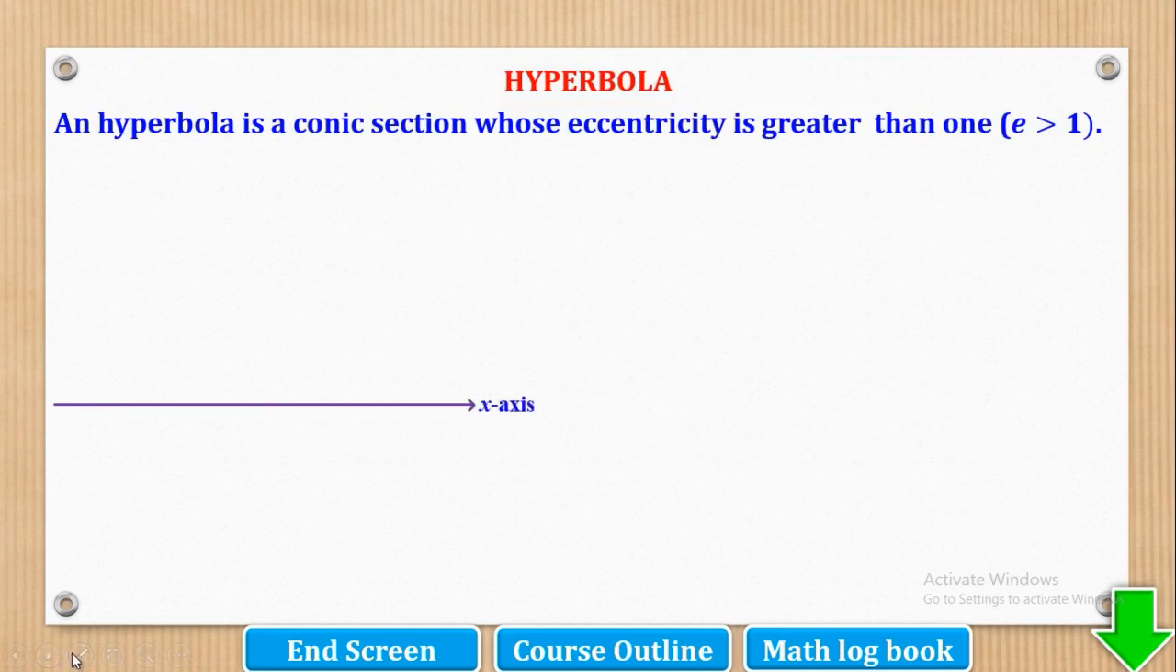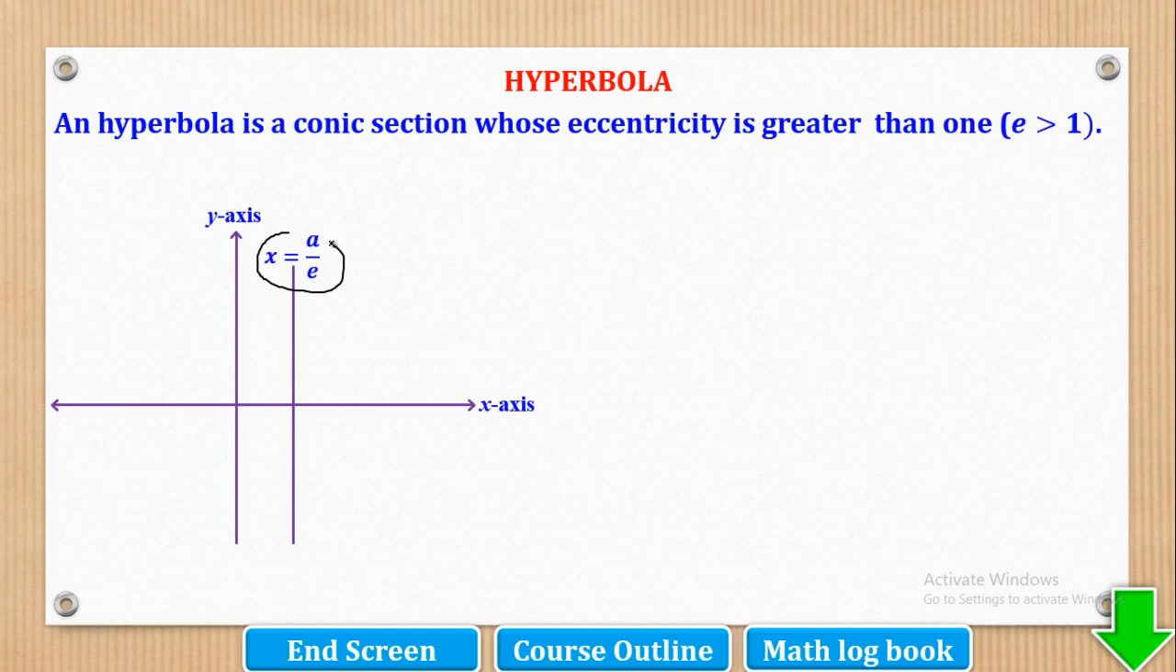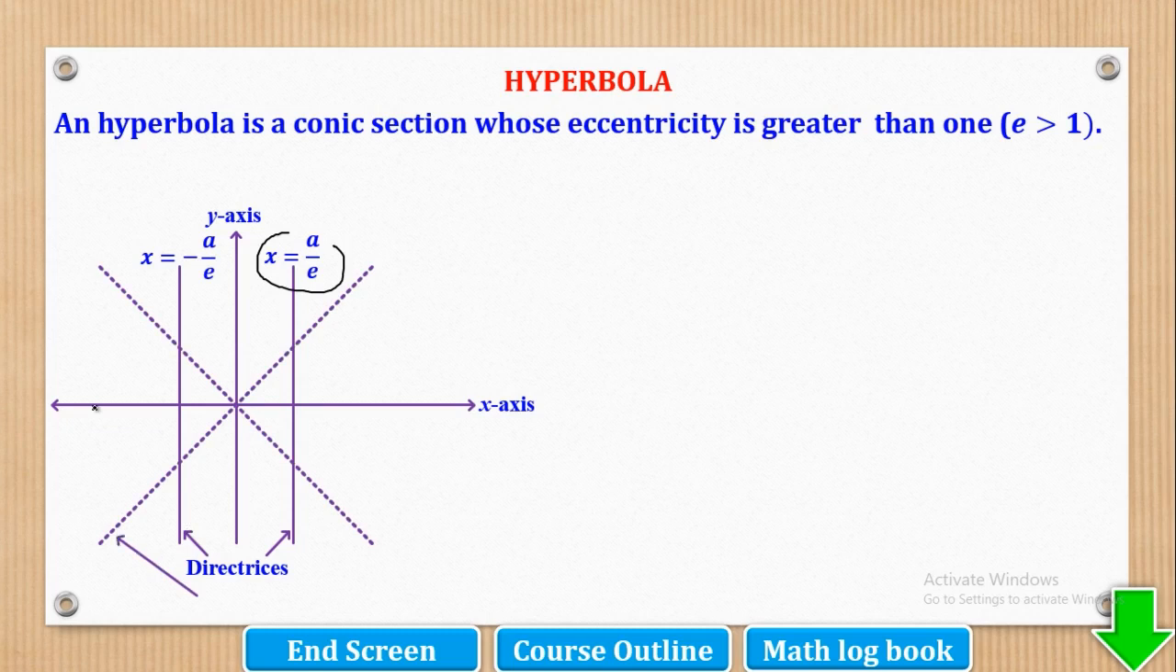First we need to know the shape of a hyperbola. So we shall draw the axes, label them, then we shall draw the directrices. This is x equal to a over e, and also x equal to negative a over e. Those will be the two directrices. Then we have what we call the asymptotes. I think you remember that under curve sketching for rational functions in calculus. Those will be the asymptotes where the curve never touches.